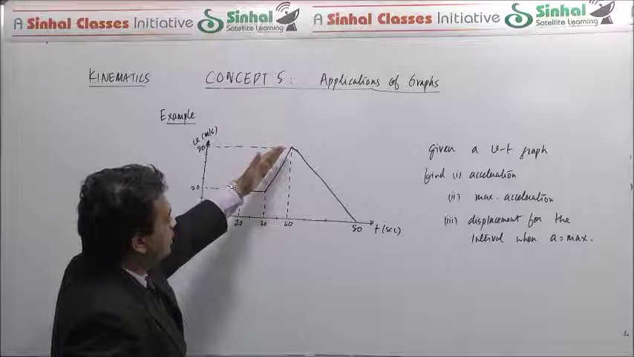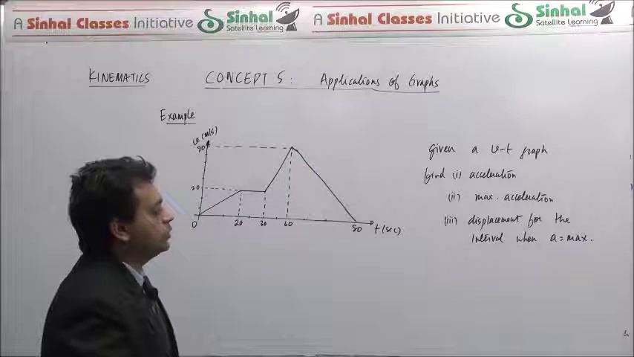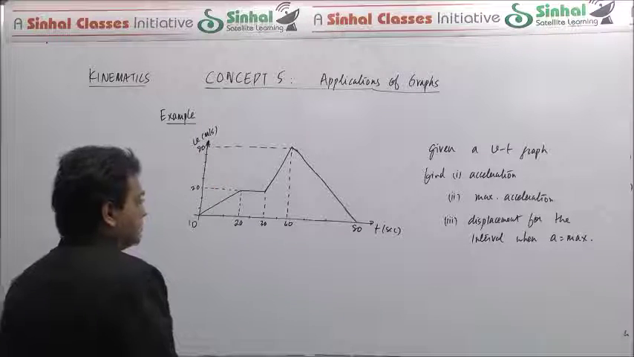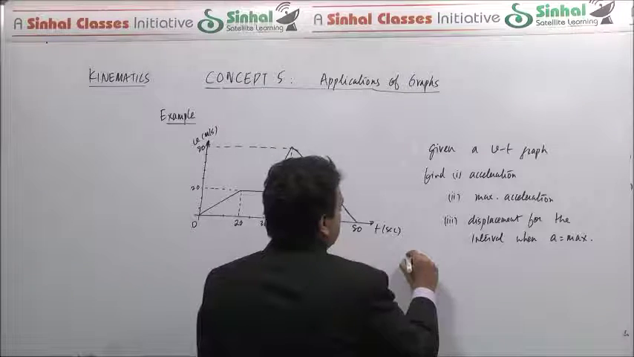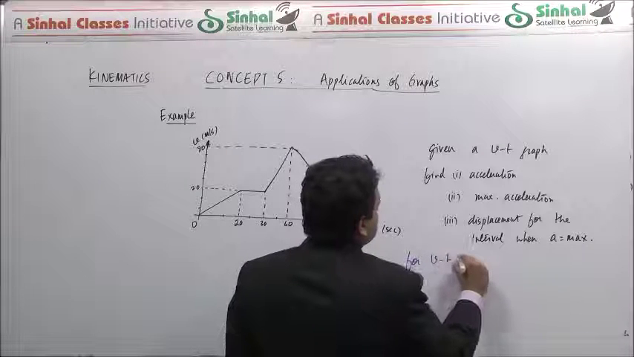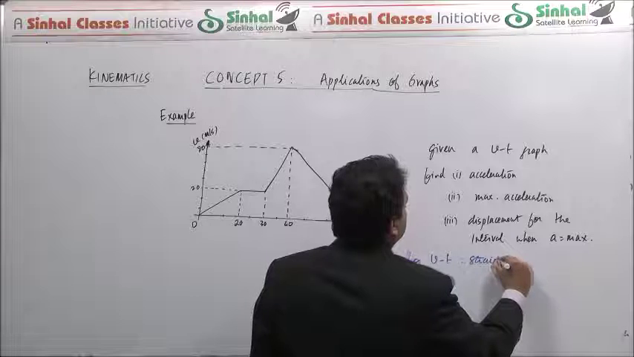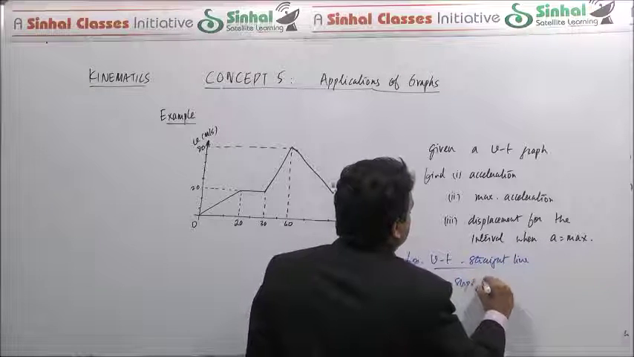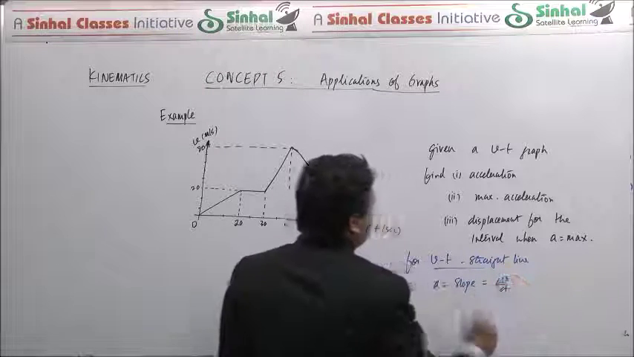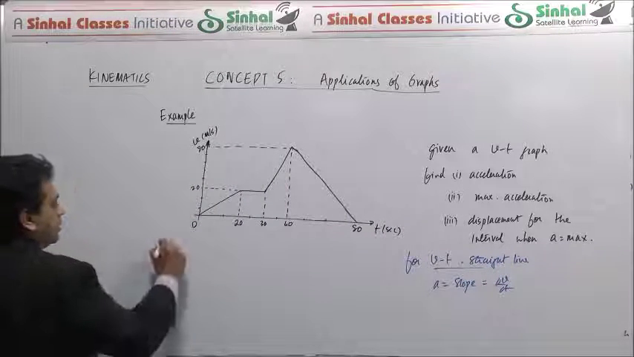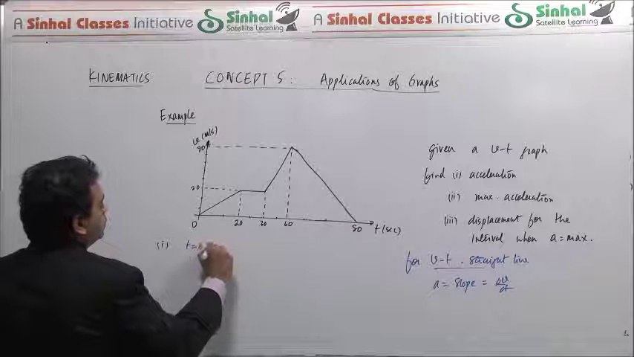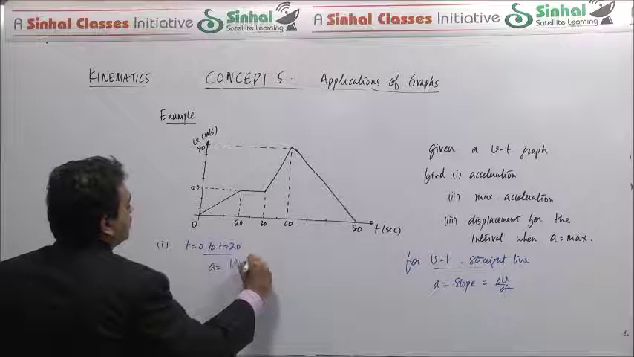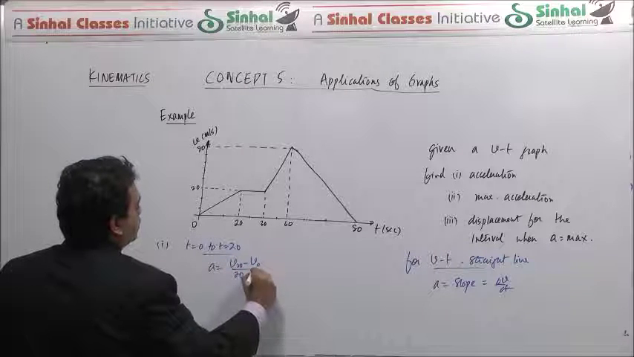30 to 40, again you have a uniform acceleration, and 40 to 80 you can see there's a uniform deceleration. So as far as calculating the acceleration is concerned at various different points, for velocity versus time being a straight line, acceleration is slope, so that is basically delta V by delta T. So by that method you can see that t equal to 0 to t equal to 20, acceleration is velocity at 20 minus velocity at 0 upon the time interval.